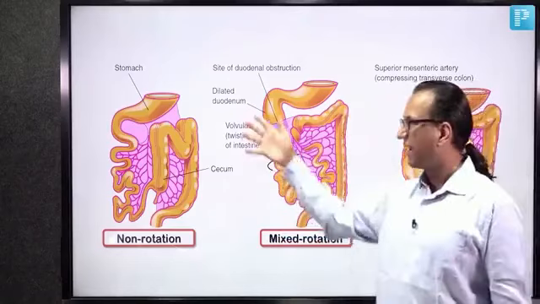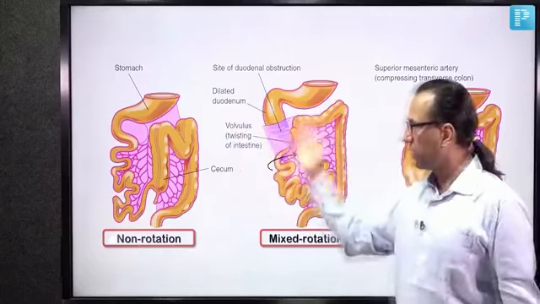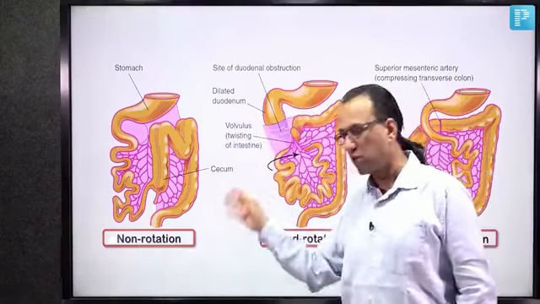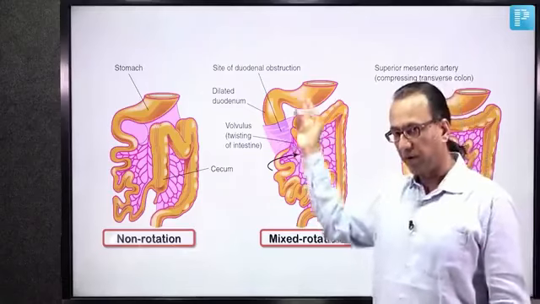You'll find there are some LAD bands, which are abnormal peritoneal adhesions, holding the cecum below the pylorus of the stomach in the midline. The cecum is missing from the right iliac fossa, which is the normal position in an adult. It is actually found fixed in the midline below the pylorus of the stomach.